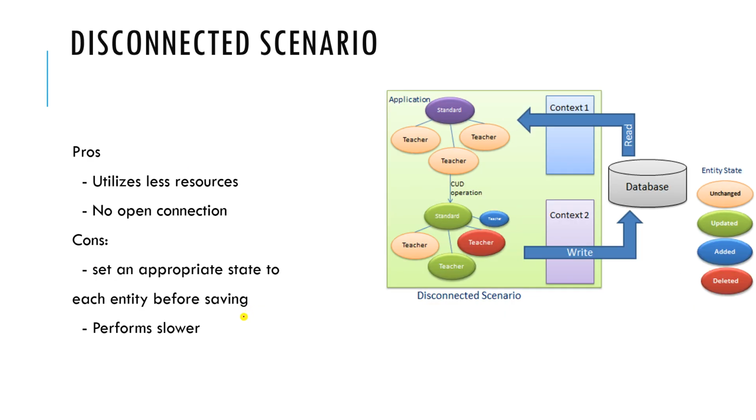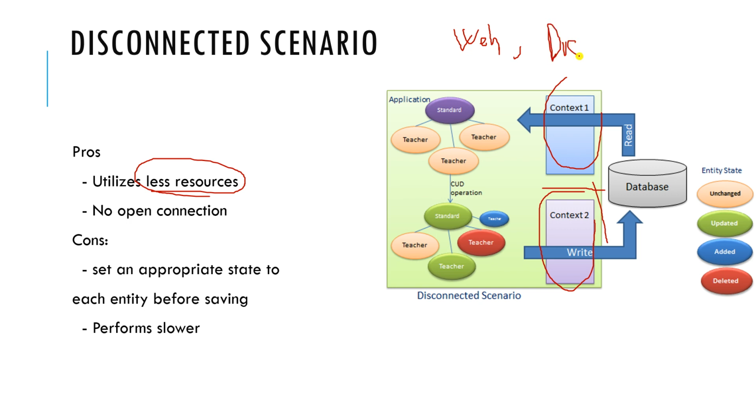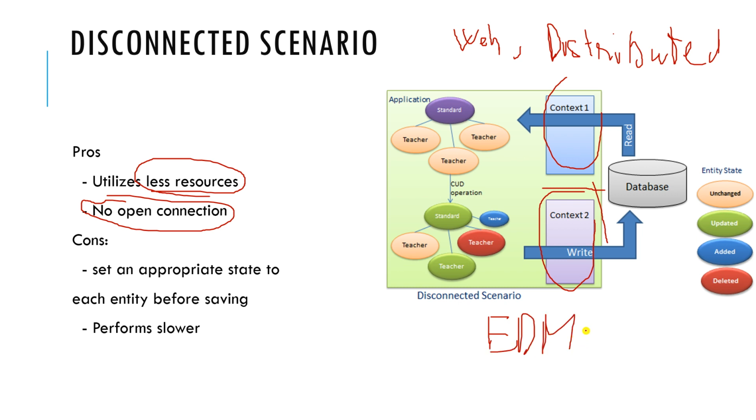On the other hand, the disconnected scenario has some advantages. It uses fewer resources since the connection is disconnected. It is based on two contexts. It's good for web applications or distributed ones. It doesn't have an open connection. It only connects when we call the entity data model operation mapping.